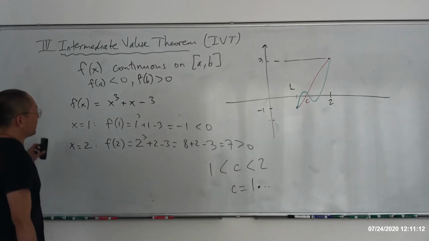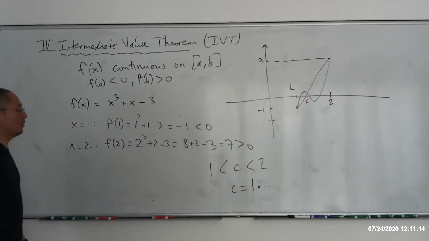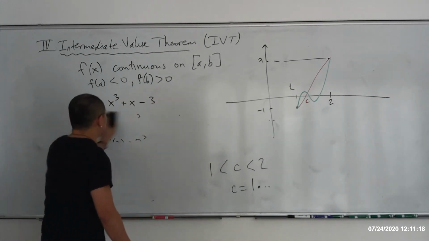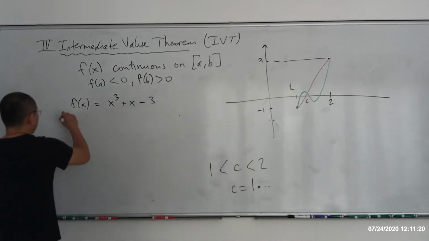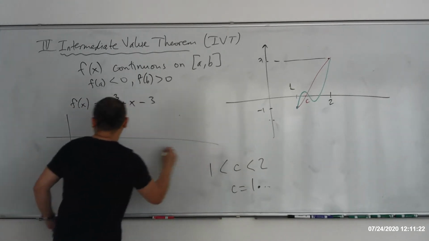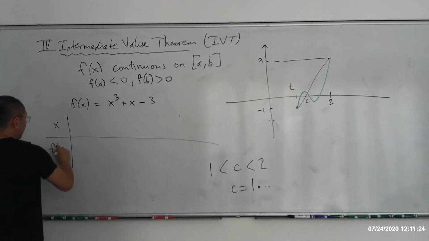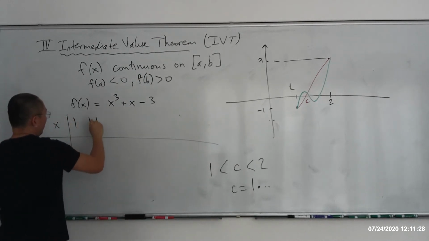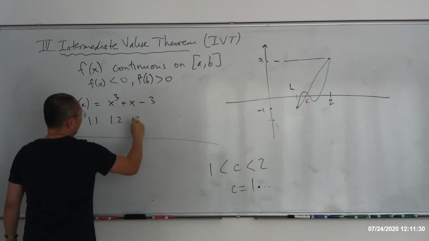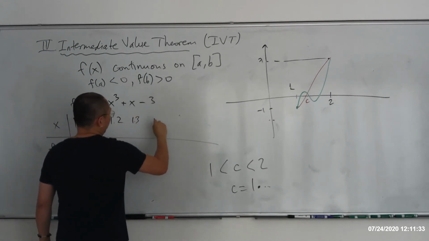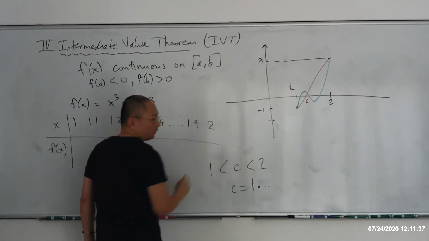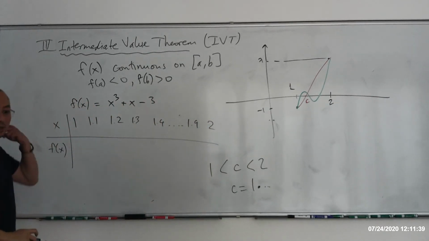And here comes the book method. Of course, it's using the intermediate value theorem, and this is how the book is going to take care of the problem. It's going to make a table. You list the value of x and the function f of x, and you try values of x from 1, 1.1, 1.2, 1.3, 1.4, all the way to 1.9 and 2. Okay, let's try to plug the numbers in.